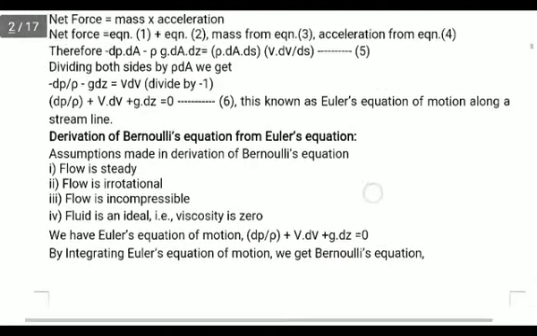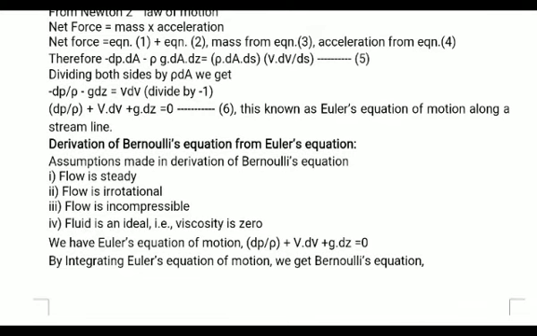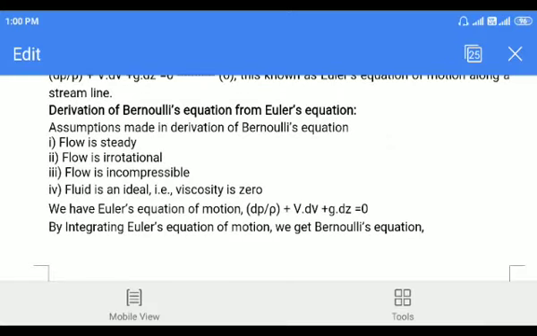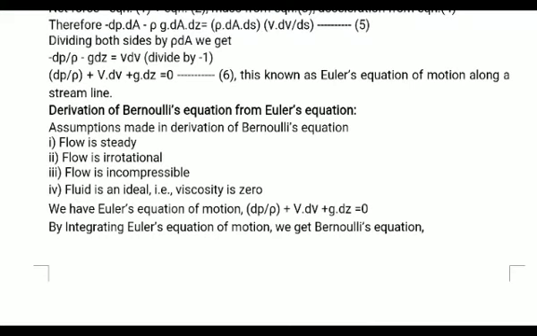After that we are going to the derivation of Bernoulli's equation from Euler's equation. We will take Euler's equation and derive Bernoulli's equation. For that you have to make some assumptions: flow is steady, flow is irrotational, flow is incompressible, flow is ideal, that means viscosity is 0. So we have Euler's equation, that is dp over rho plus v into dv plus g into dz.